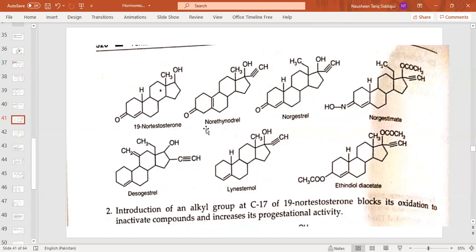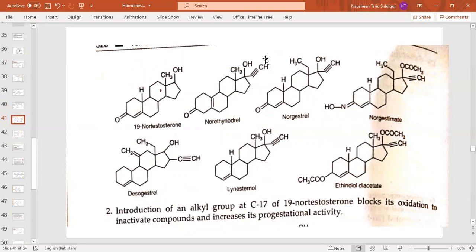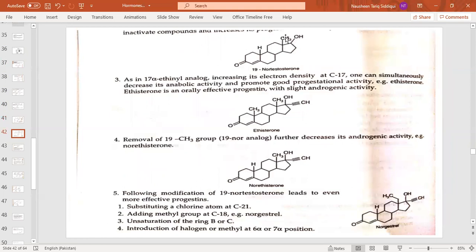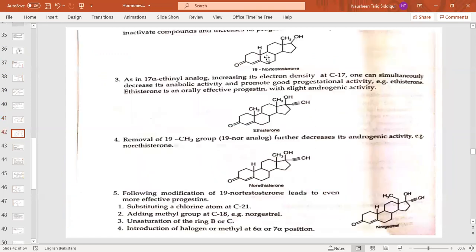Introduction of an alkyl group at C17 of 19-nortestosterone blocks its oxidation to inactive compounds and increases its progestational activity. ये इसमें आपको बता रहे हैं कि इंट्रोडक्शन ऑफ एन अल्काइल ग्रुप एट C17, अगर C17 पर इंक्रीज कर दिया जाए तो वो ऑक्सीडेशन को ब्लॉक करता है और इसकी प्रोगेस्टिनिक एक्टिविटी को इंक्रीज करता है। As in 17 alpha ethinyl analog, increasing its electron density at C17, one can simultaneously decrease its anabolic activity and promote good progestinational activity.